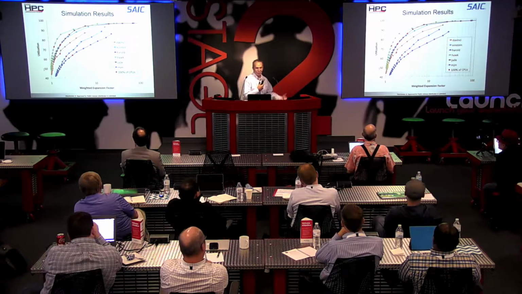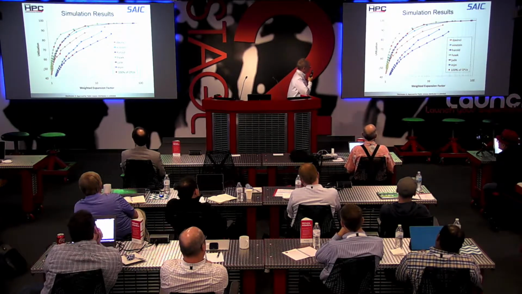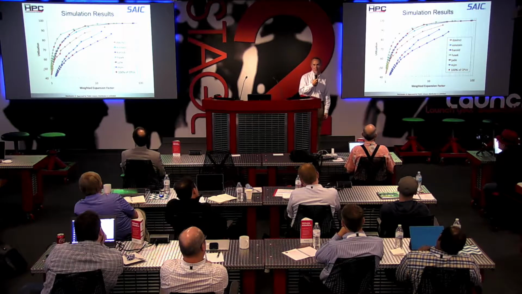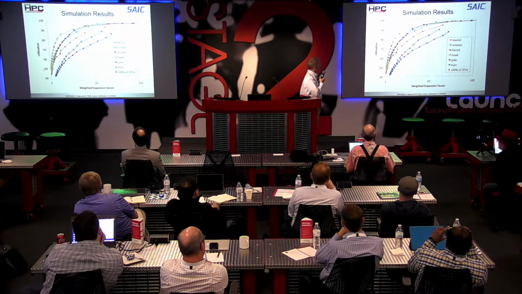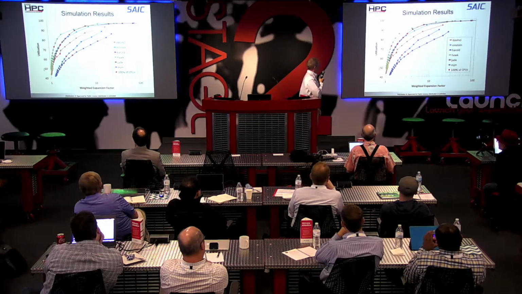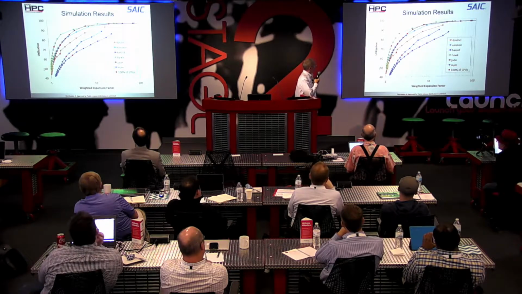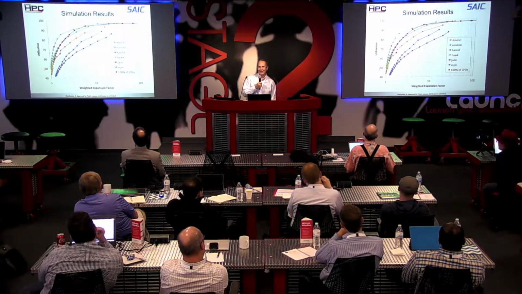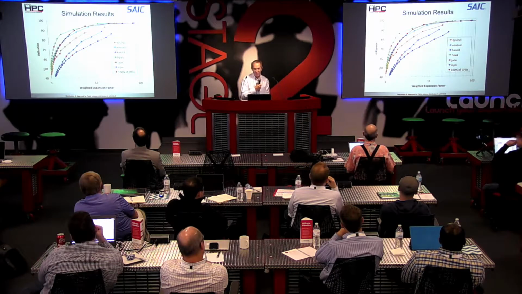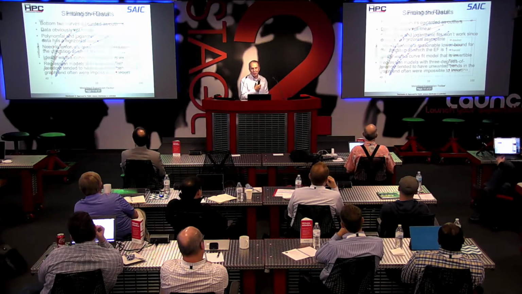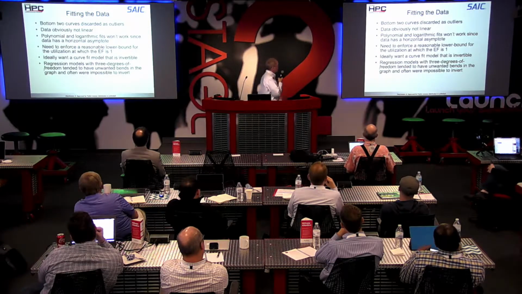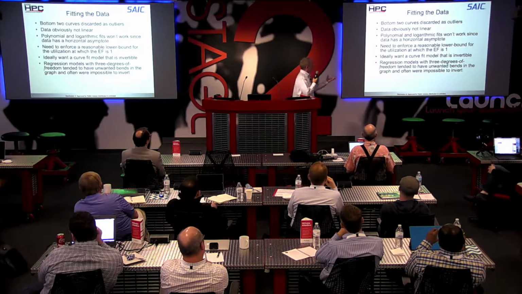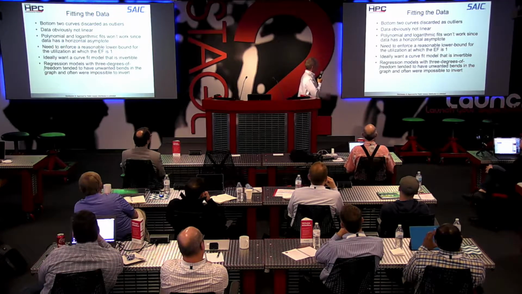So here's the simulation results. The points in red are actual data. And of course, we made the simulations match as closely as possible to the actual data. And you'll notice there's a couple of machines there from my favorite site that seem to be not quite as well behaved. So we discarded the bottom 2 as outliers. The data's obviously not linear. Polynomial and logarithmic fits won't work. That's just Murphy's Law at work.